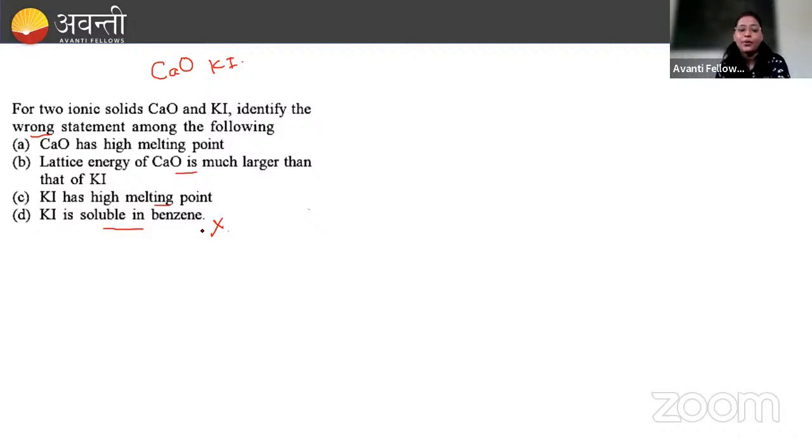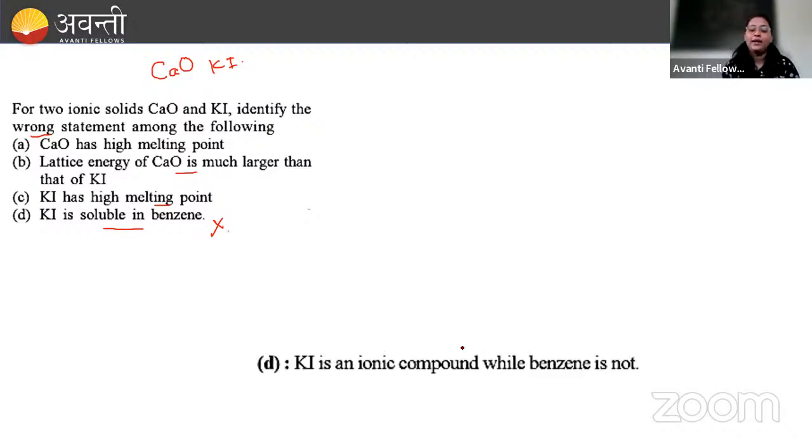Since it is an ionic compound, it will be soluble in a polar solvent. Benzene is not a polar solvent. So KI being an ionic compound, and benzene not being polar, KI cannot be soluble in benzene. Other statements are true. This is the wrong statement. Okay, any doubts in this?